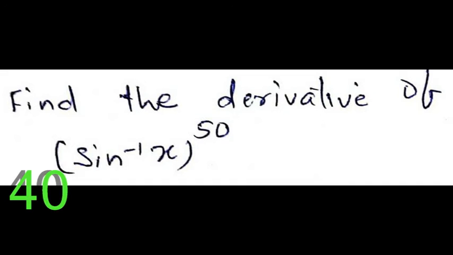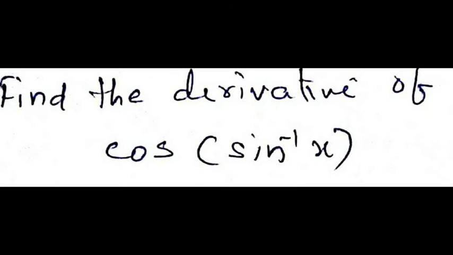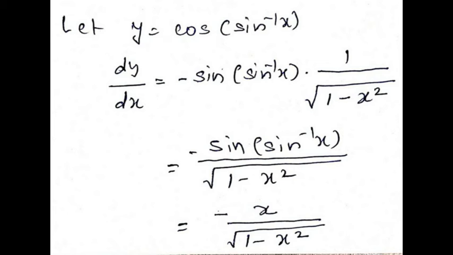Find the derivative of sin inverse x whole raised to 50. Using the formula derivative of x raised to n is equal to n x raised to n minus 1, we get 50 sin inverse x whole raised to 49 into 1 upon root of 1 minus x square. That is 50 sin inverse x whole raised to 49 divided by root of 1 minus x square. Find the derivative of cos sin inverse x. Derivative of cos x is minus sin x, and derivative of sin inverse x is 1 upon root of 1 minus x square. We get the answer minus x divided by root of 1 minus x square.